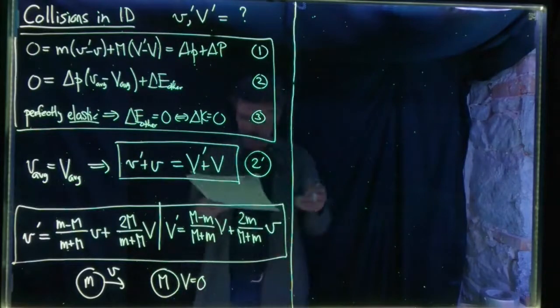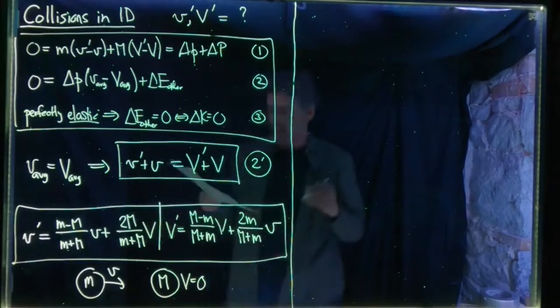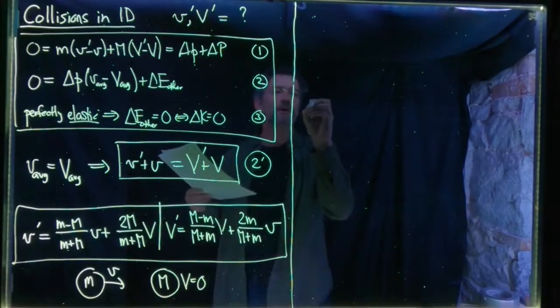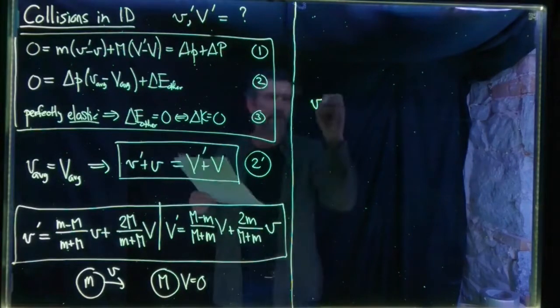Always an issue of space. Okay, so let's look at little v prime, the final velocity of little m. Am I going to have enough room here if I do it here? Okay, so this is v prime.